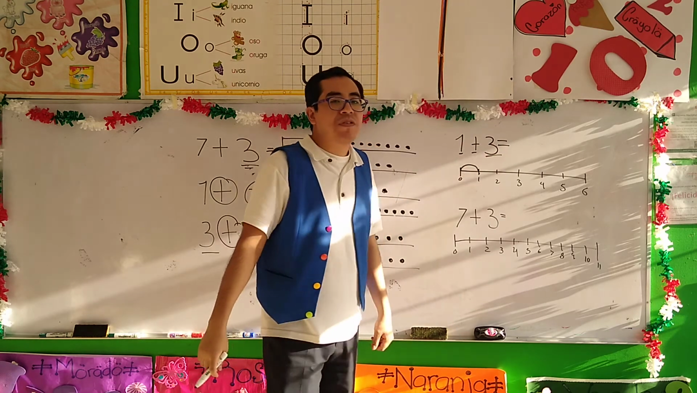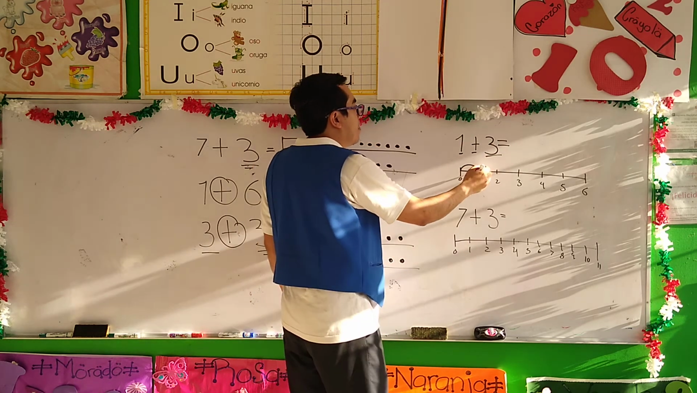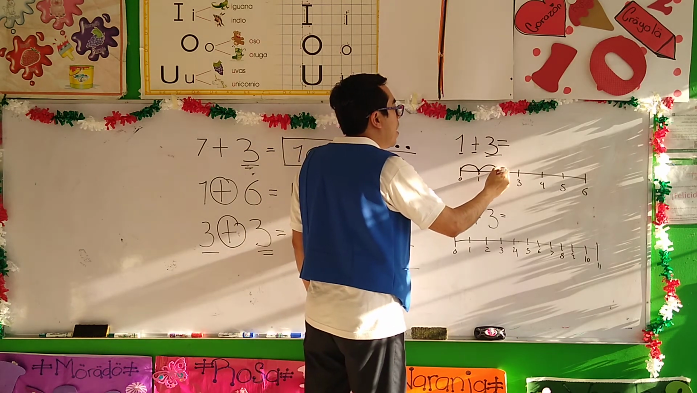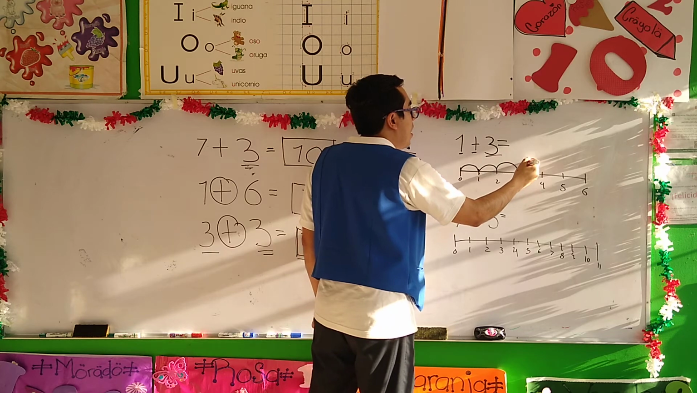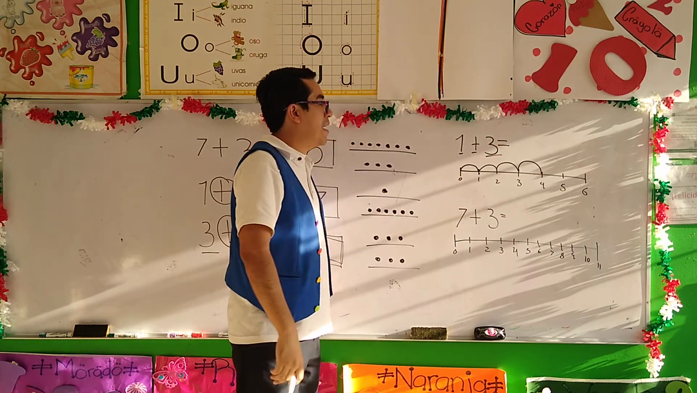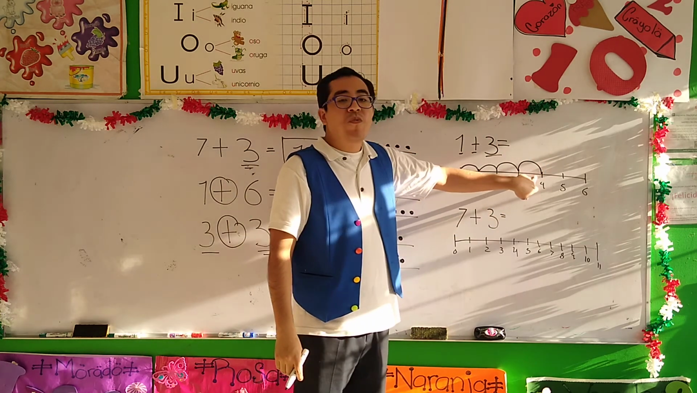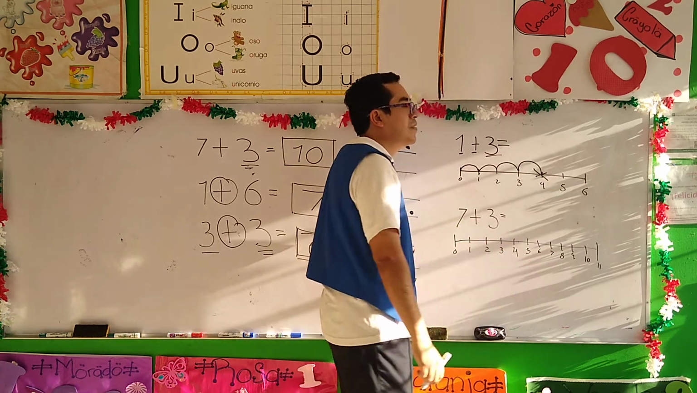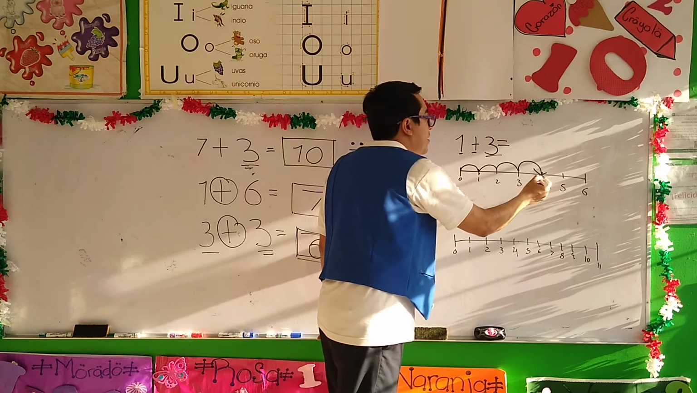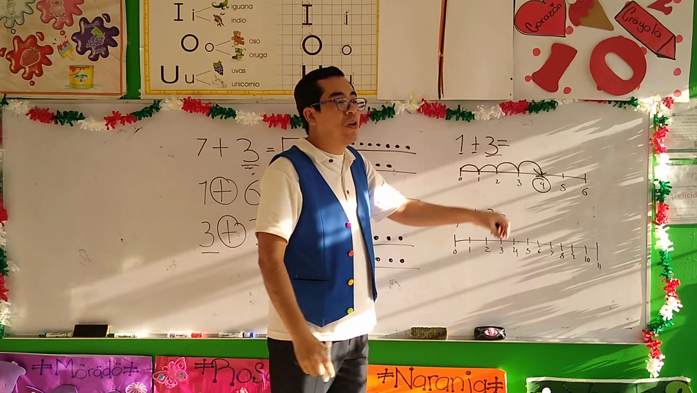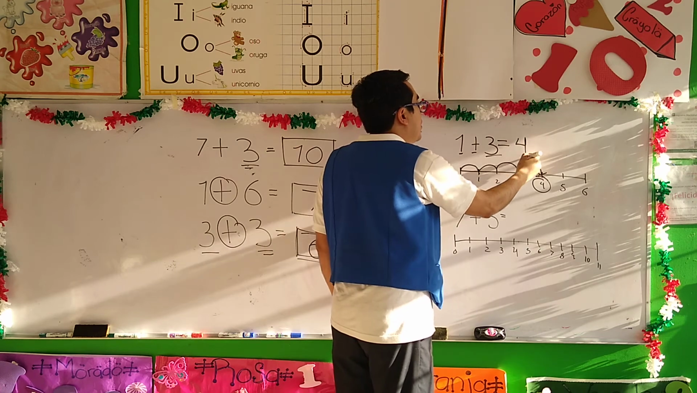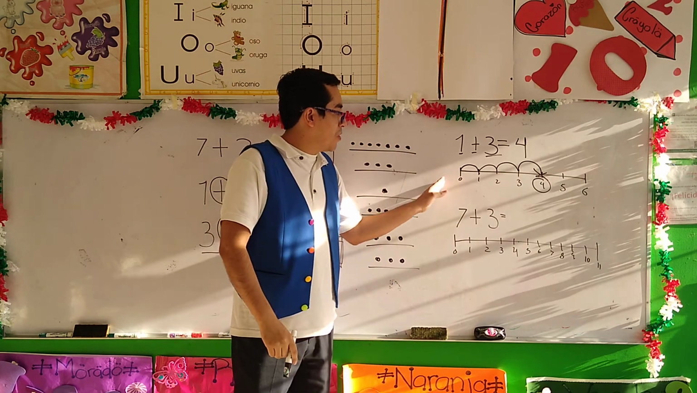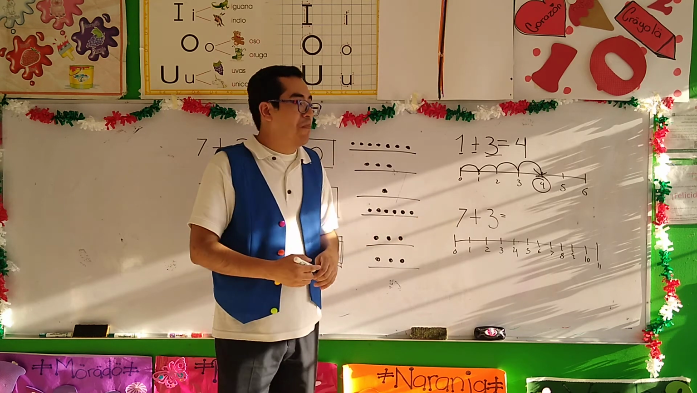We have to count 3 times because it's number 3. 1, 2, and 3. That's it. So once we have the result, we mark it with an X, we circle it, and we put the result next to the equal symbol, which is 4. Okay, let's continue one more time with the second example.